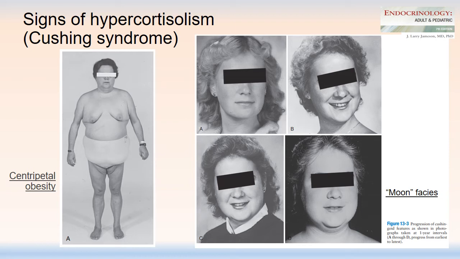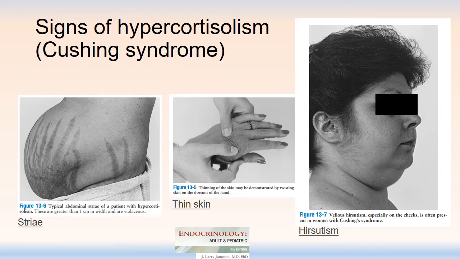When we think about Cushing syndrome, we think about certain signs of Cushing syndrome. These can include centripetal obesity. This can also include the development of moon facies. These are pictures of the same woman taken at 1-year intervals as moon facies really develops in her Cushing syndrome. Other classic signs include these violaceous abdominal striae, thinning of the skin, and vellus hirsutism.